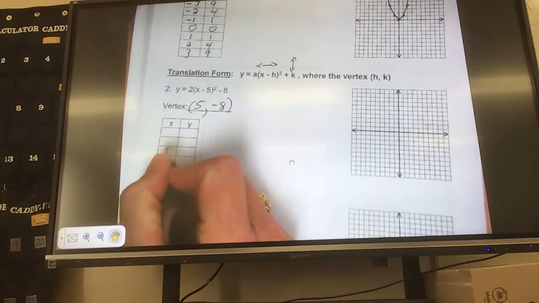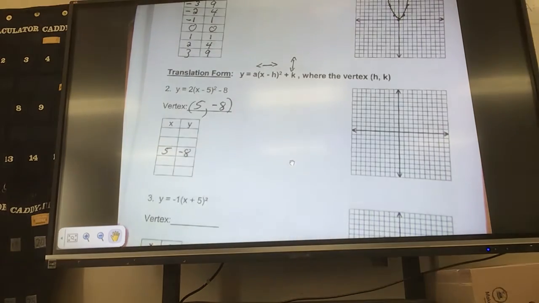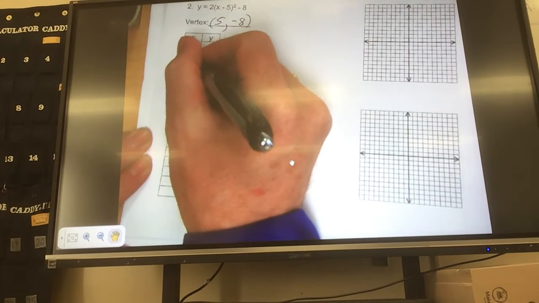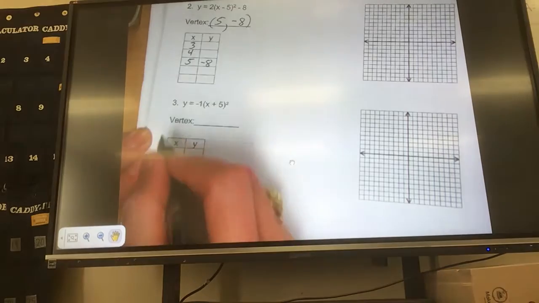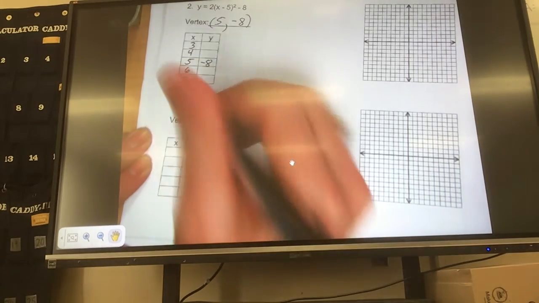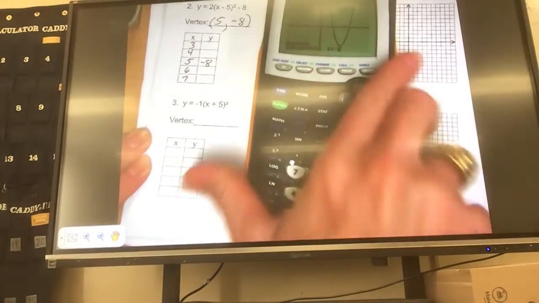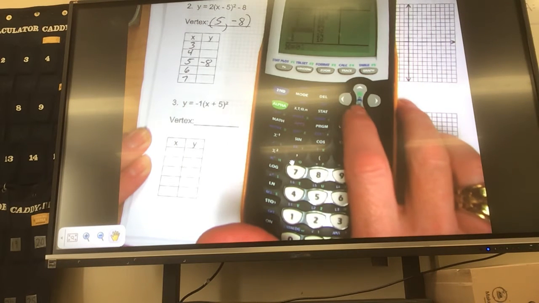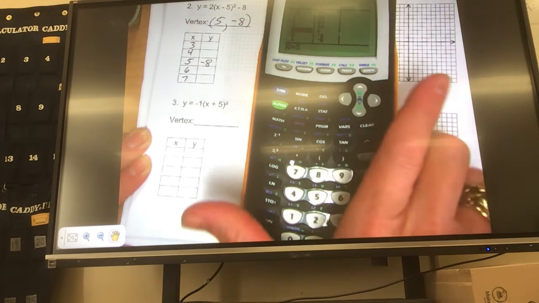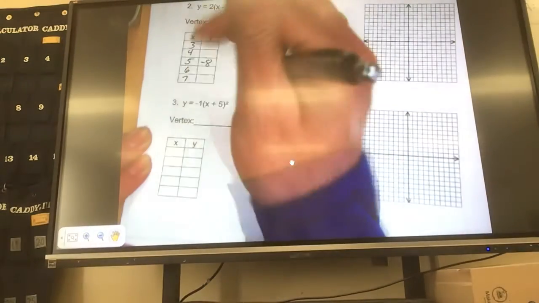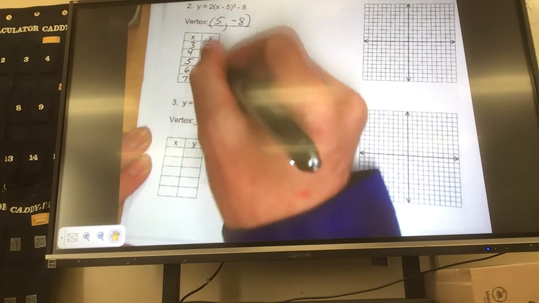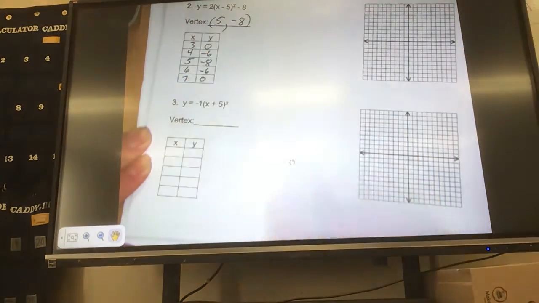So we throw that right in the center since the vertex is the center. We count down from 5. That would be 4 and 3. We count up from 5 is 6 and 7. Go to our table, second graph, and we go to number 3. And 3 is 0. Just reading it out of my table. 4 is negative 6. And then it repeats itself on the other side.